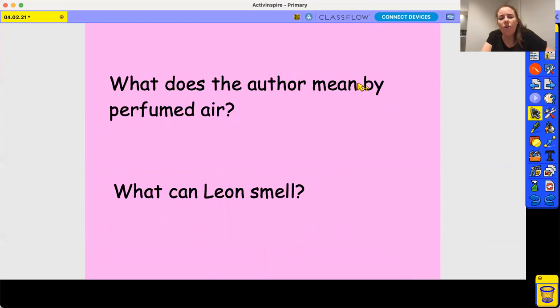So what does the author mean by perfumed air? Okay. Well, when we think about perfume, it's a smell, it's a scent. And if we think about what you could smell, if it was perfumed, it would be quite a nice, maybe a sweet smell, floral smell, something that was pleasant. So when it says perfumed, it did have a smell. There was some sort of smell in the air.